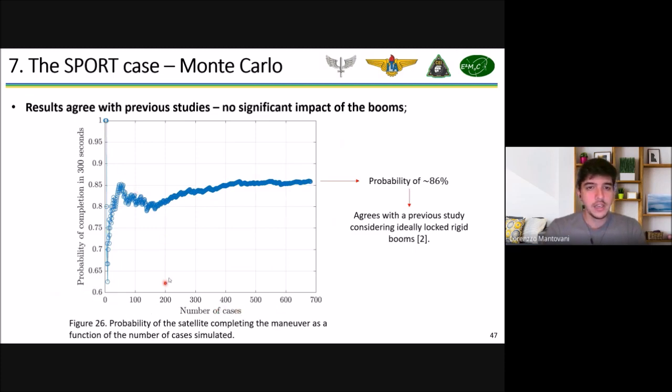So we see that in the beginning, it's oscillating a lot actually, and as the number of cases we are simulating increases, the probability converges to 86%. And this is good because it agrees with a previous study that considered just a rigid boom. This also shows that these flexible non-latching booms do not have a significant impact on the control system.